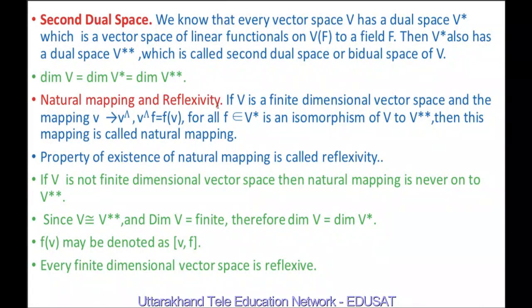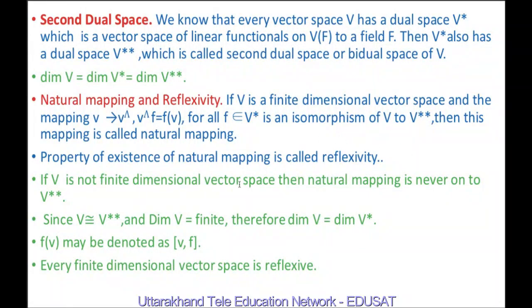Natural mapping and reflexivity. Let V be a finite dimensional vector space and the mapping V to V cap, where V cap of f is equal to f of v for all f belonging to V star, the dual of V, is an isomorphism from V to V double star. V double star means the second dual of V. Isomorphism means homomorphism plus one-one and onto. Then this mapping is called the natural mapping, and the property of existence of this natural mapping is called reflexivity.